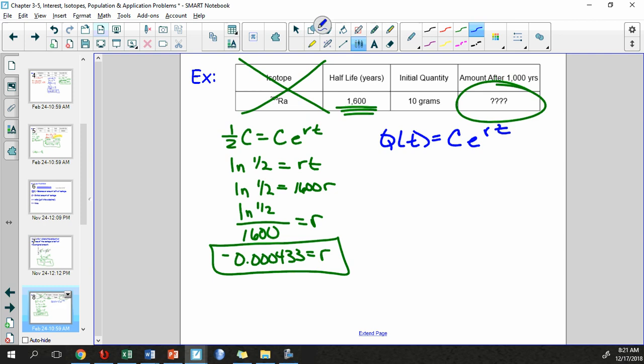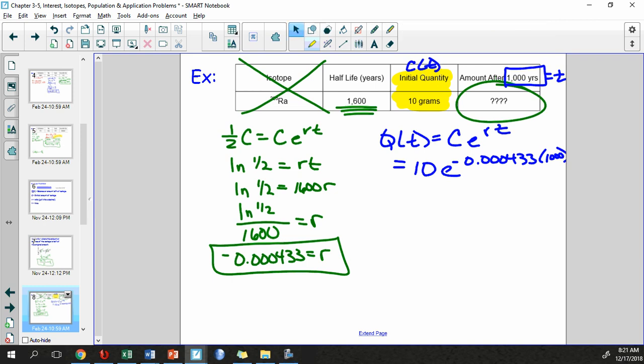What was my initial amount that I started off with that was injected into my body? It's 10 grams. It's right there. That's the initial amount. This is your C at T, or your C of T, yes? That's your C. So you're going to go ahead and put 10e to the 0.0000433, and then this right here represents my time, 1,000. Do you see that?